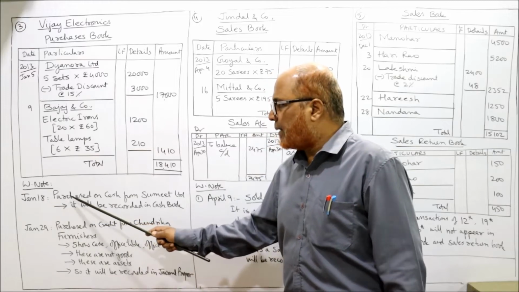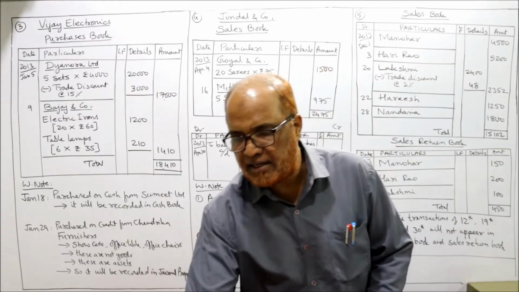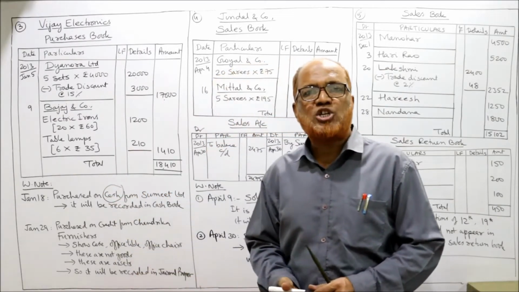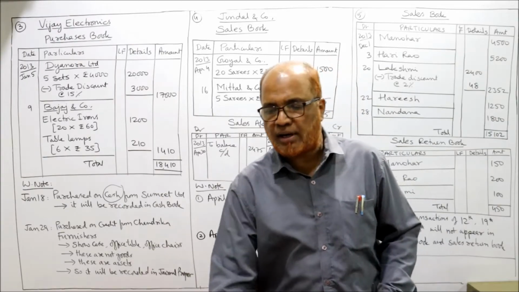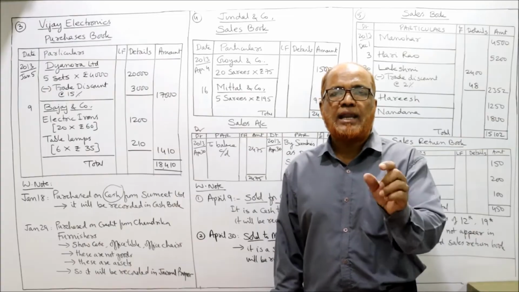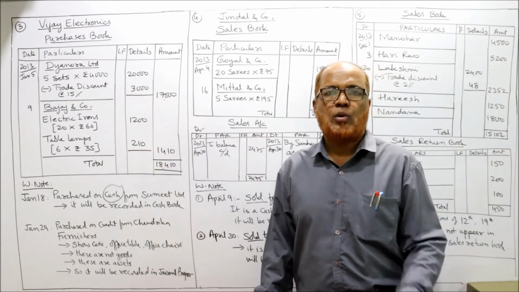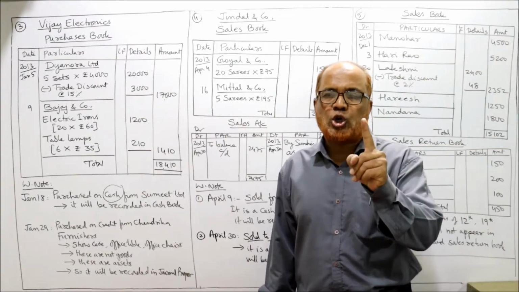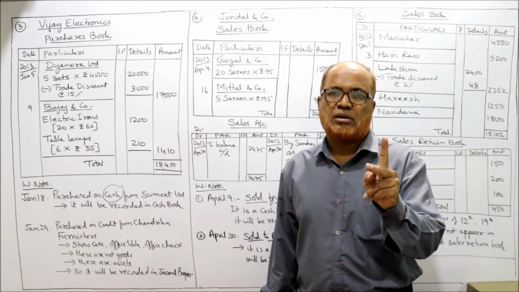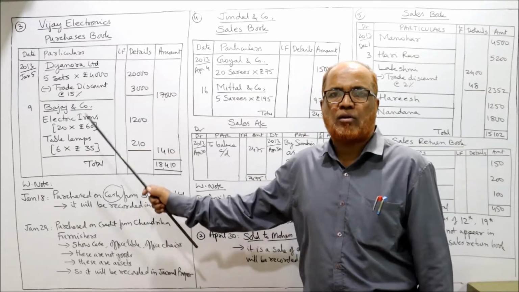January 18th. Purchased on cash from Sumit Limited. Specifically, it is given purchased on cash. When it is given purchased on cash, it will be recorded in the cash book. Only credit purchase of goods will be recorded in the purchases book. 2 things you have to remember: it should be a credit purchase and it should be goods. Cash purchase and assets purchased will not be recorded.